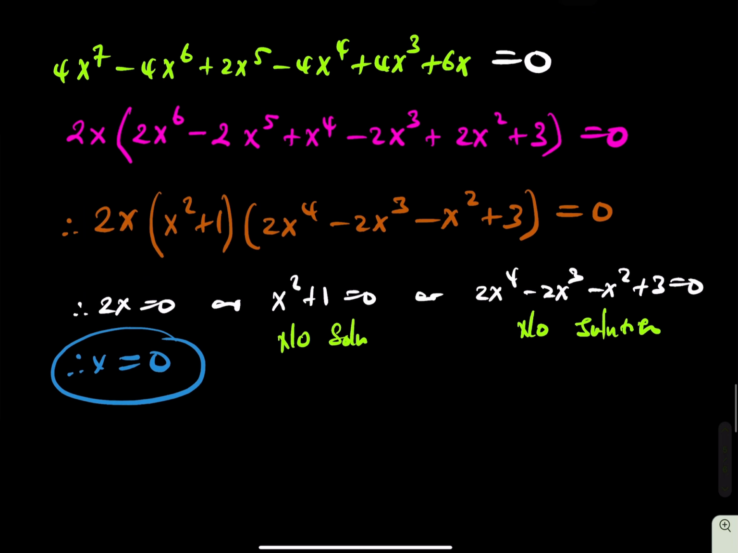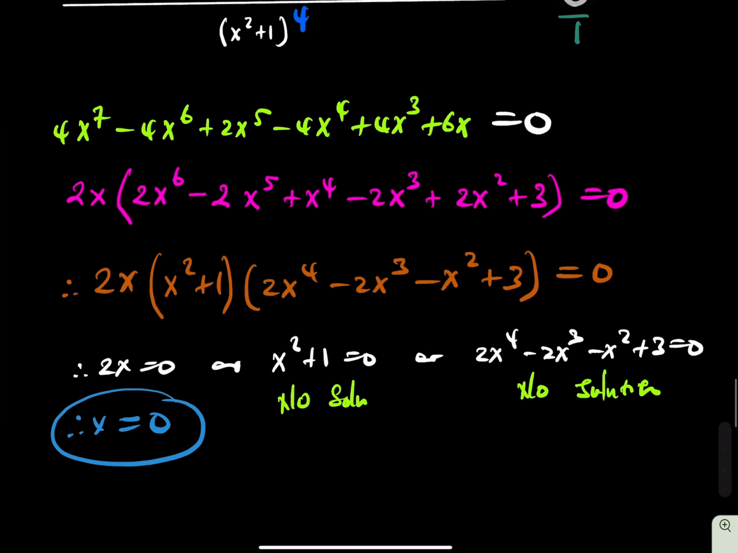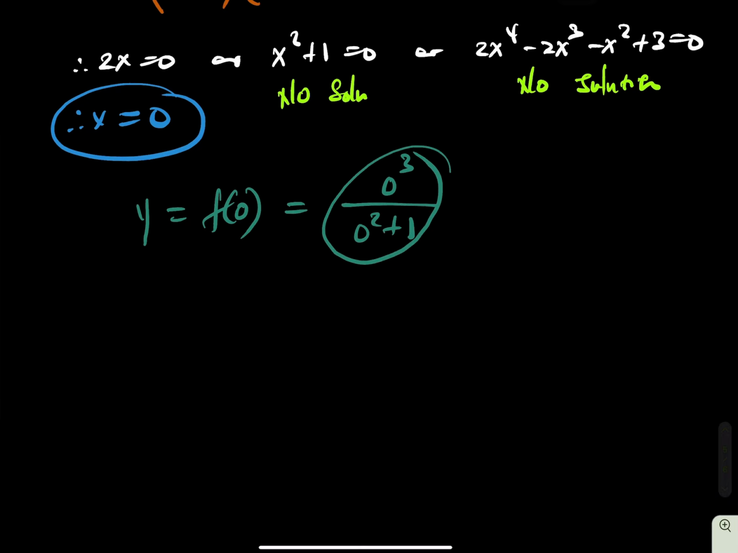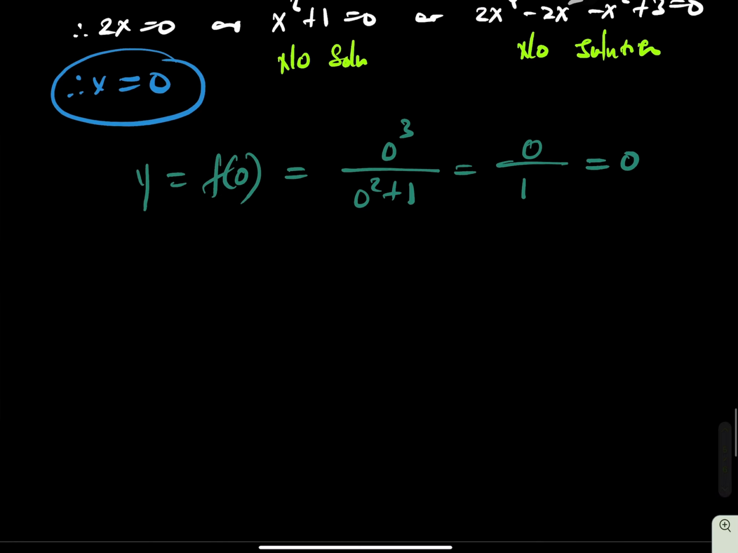So we have only one x. This is the x value of the point of inflection. So you want to get the point of inflection. You are going to plug it back into the graph. So y is going to be found by f at 0, and that is 0 cubed over 0 squared plus 1. This was our function, x cubed over x squared plus 1. So that should really tie down to 0 over 1, and the answer will be 0 for y.